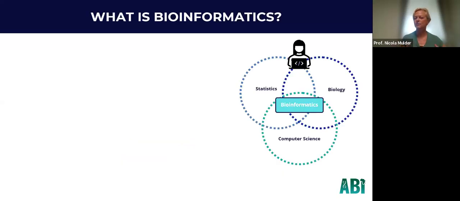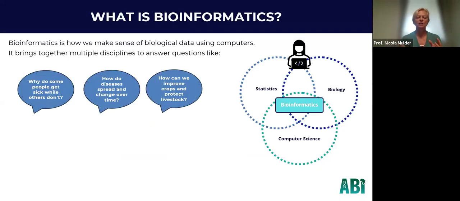Now this is a mixed audience, so I'm just going to describe what bioinformatics is. Bioinformatics is a discipline that sits at the intersection of statistics, computer science, and biology and medicine, anything life sciences. It brings together these different disciplines to answer questions in the health space, like why do some people get sick and others don't? Why are some people predisposed to illnesses? How do diseases spread and change over time? That's tracking, for example, pandemics and the evolution of the virus to enable the design of vaccines, or how can we improve crops and protect livestock?